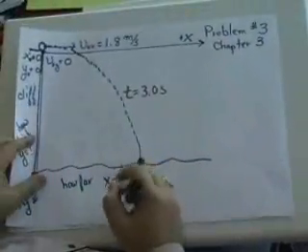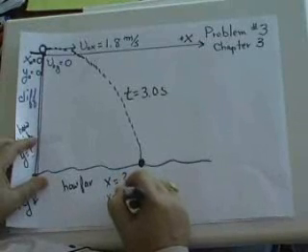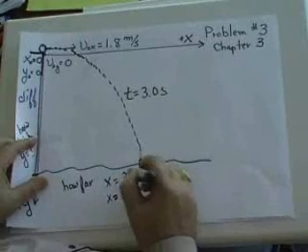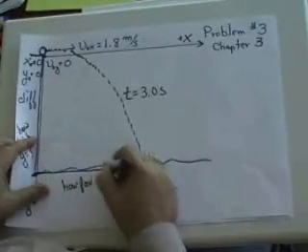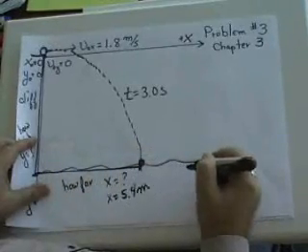So how far? x equals 5.4 meters in this direction from the edge of the cliff. So 5.4 meters is how far the person landed in the water.